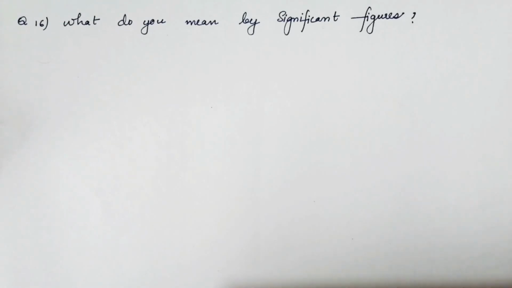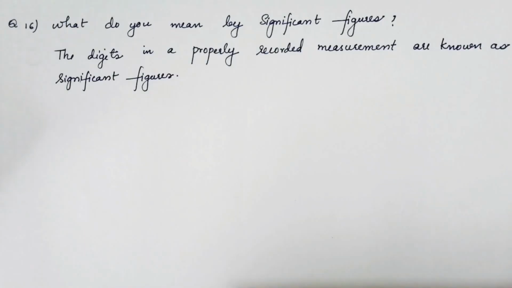We can define the significant figures as the digits in a properly recorded measurement. That is, we follow a certain set of rules to detect these significant figures. Roughly, we can define significant figures as the digits in a properly recorded measurement. I hope the idea of significant figures is clear. We'll be looking more deeply into this when we are solving problems of how to write a significant figure.